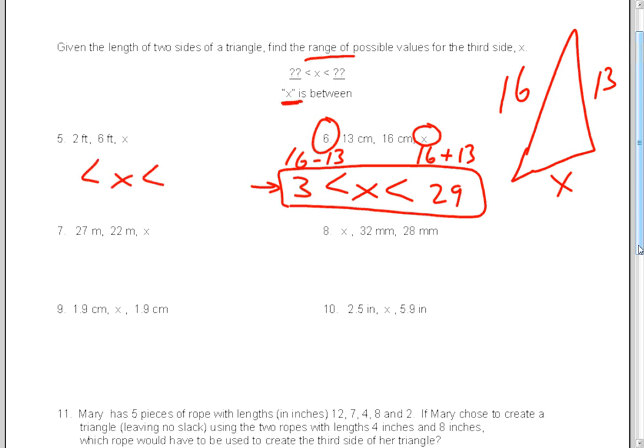What am I going to put for number 5? What are the boundaries of the third side? 8 and 4. 8 and 4. 6 minus 2, 6 plus 2.